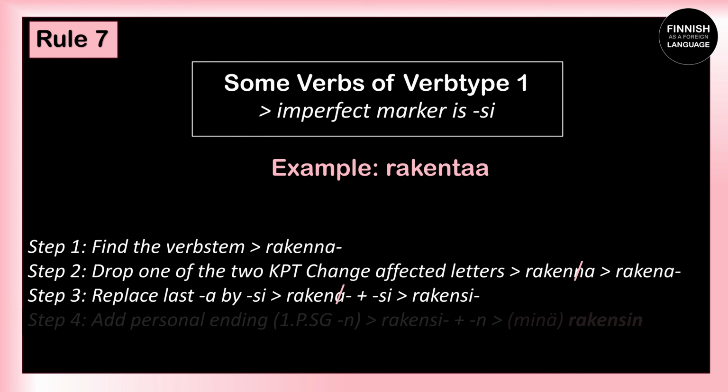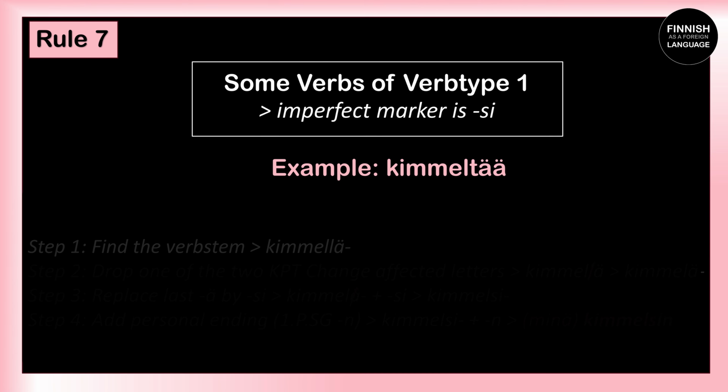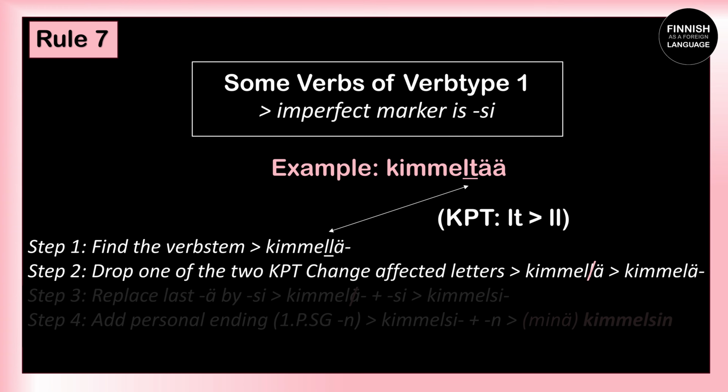Then in the third step, we have to replace the last a by si. So that means we have raken plus si is rakensi. And now in our last step, we add the personal ending. To keep it simple, let's take the first person singular again with the n ending. So we have rakensi plus n is rakensin. Minä rakensin, which means I built. Next example is kimmeltää, which means to glitter. First step again is to find the verb stem, which is kimmellä. Then in the second step, we drop one of the two KPT change affected letters. So the lt changed here to a double l.